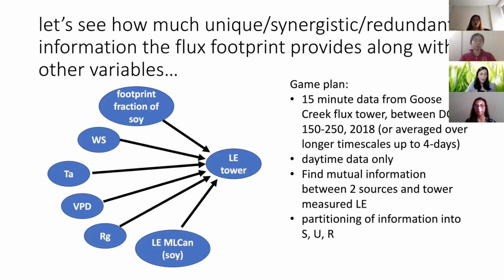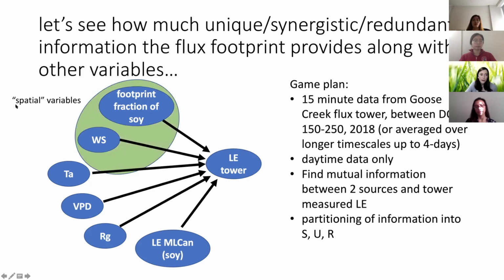I'm going to only apply this to daytime data, just due to some fundamental differences in both the way that the model might behave during daytime and nighttime and the way that the flux footprint behaves during daytime and nighttime. So I'm just going to simplify by only looking at daytime values. And I'm going to find the mutual information between pairs of sources and tower measured latent heat flux, and partition that information into synergistic and unique and redundant components.